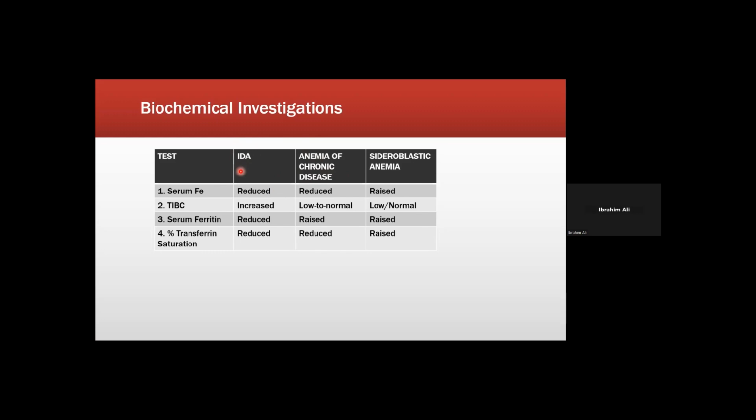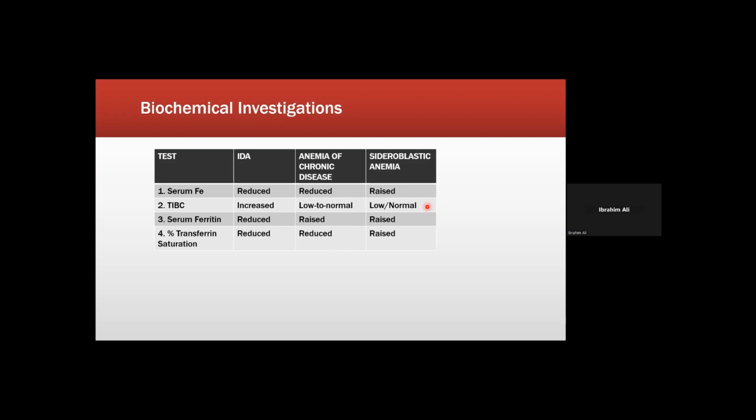So make sure you are keen here. For iron deficiency anemia, everything is reduced apart from TIBC. But sideroblastic anemia is the opposite of iron deficiency anemia, which means everything is raised except TIBC. So you have to be smart in cramming or getting this right.